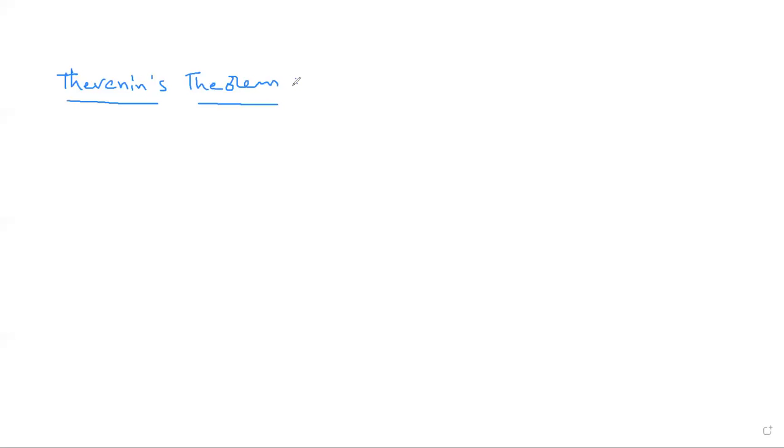So, where we started: any two terminal linear bilateral network. What does it mean by any two terminal linear bilateral network? Linear in the sense which obeys Ohm's law. That means the network should be linear, and it should also follow another condition.